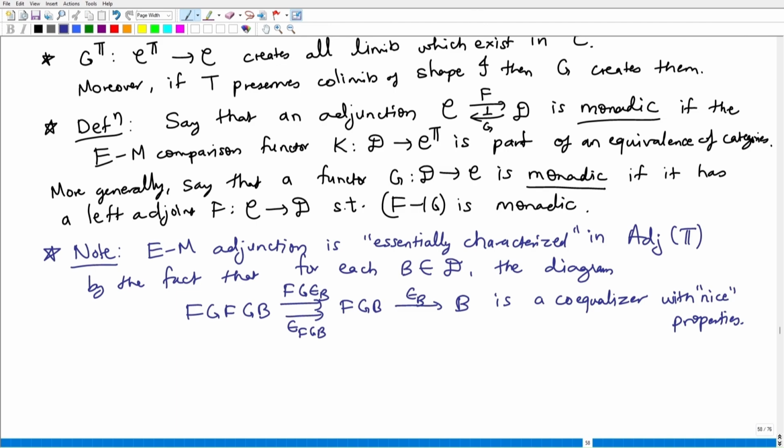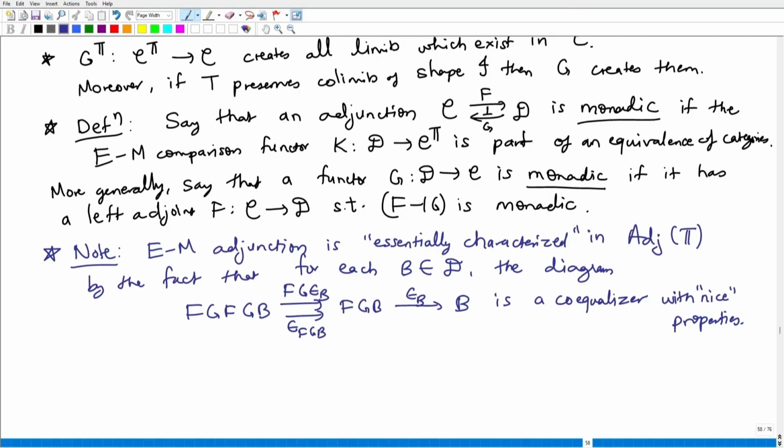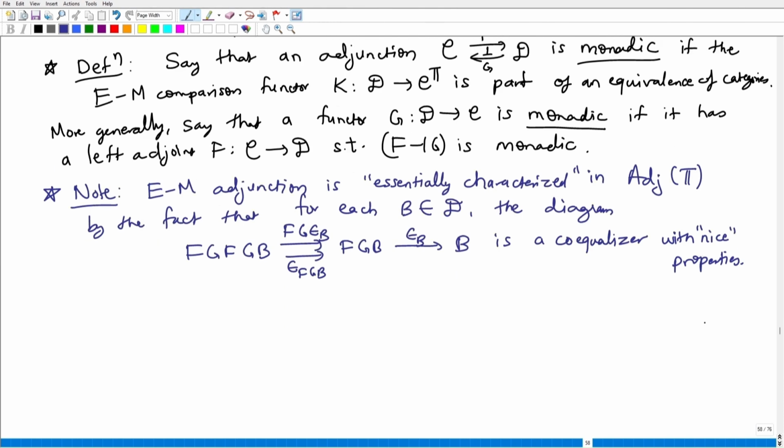I mean you can understand it is actually a commutative square. We have FG epsilon B, then epsilon sub FGB, then epsilon sub B, epsilon sub B. And why does this thing commute? Because epsilon is a natural transformation. That's all. But it is a co-equalizer with nice properties. So we have to know what these nice properties are. Then perhaps we can use this to test monadicity of a given functor.